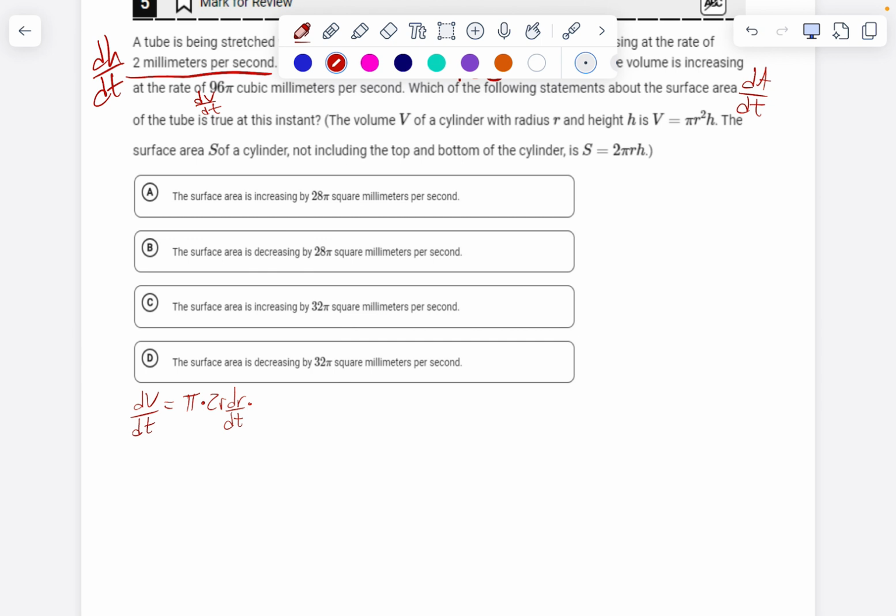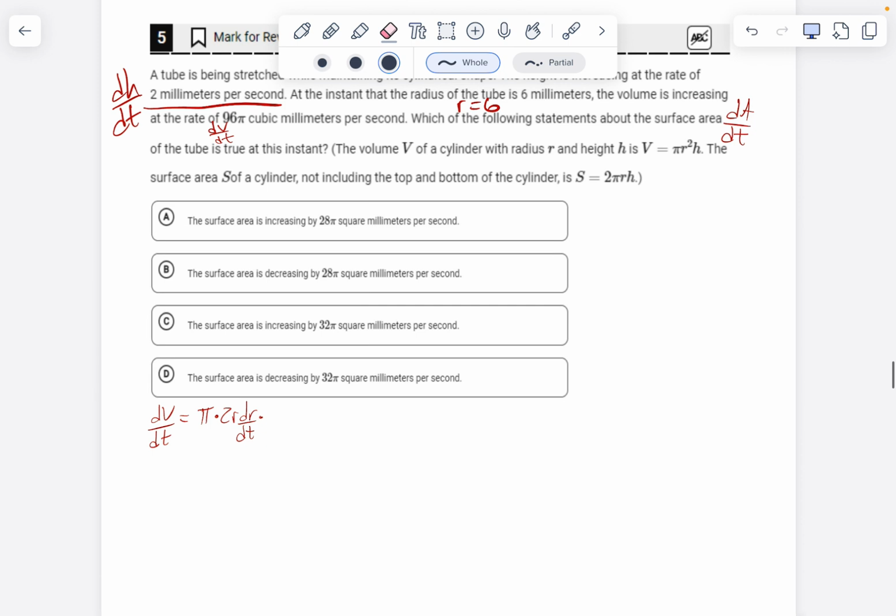Well, how do I say this? It wants dh/dt, so it's assuming that the height is changing. But it doesn't tell us anything about a rate of change of r. Does everybody understand what I mean by that? Like dr/dt, we have no information about that. Let me update my derivative here real quick.